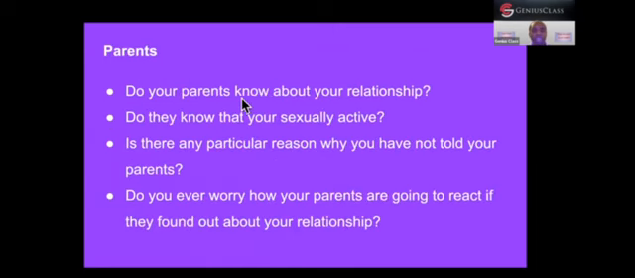Ask about the parents. Do your parents know about your relationship? Do they know that you are sexually active? Is there any particular reason why you have not informed your parents? Do you ever worry how they would react if they were to find out that you're in a relationship with your partner?